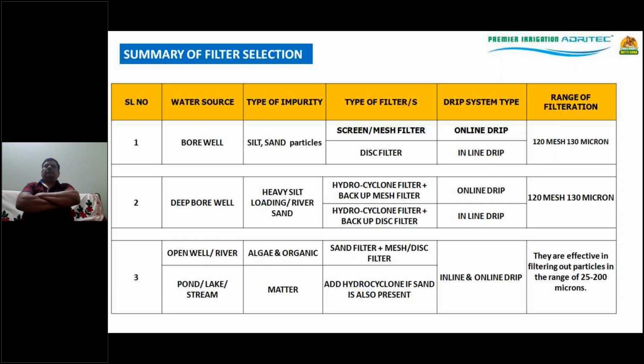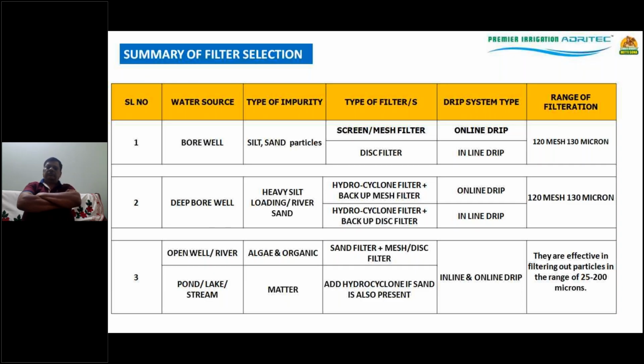And if you have an open water source like a river or a pond or a lake or a stream where you have algae and organic matter, then I will go for a combination of a sand filter followed by the disc filter. And if you have more silt particles also coming, then I will have the triple filter. First I will have the hydrocyclone, I will follow it up with a sand filter, and then I will have the mesh or the disc filter.